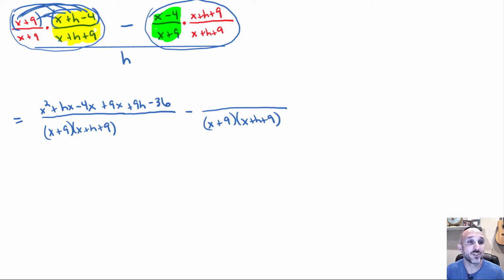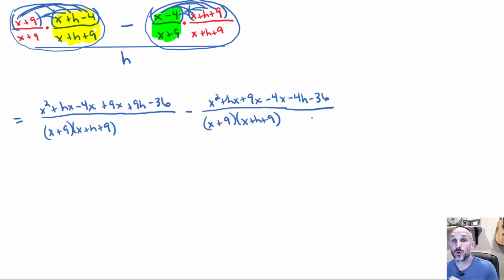Alright, now I'm going to do the same thing for the second numerator. I'm going to distribute my x minus 4 to the x plus h plus 9. So I get x squared plus hx plus 9x. Then I'll distribute my negative 4 to get negative 4x minus 4h minus 36. Now that wasn't so bad. Maybe we weren't excited to do it, but it wasn't too bad. And don't forget, this is all over h.